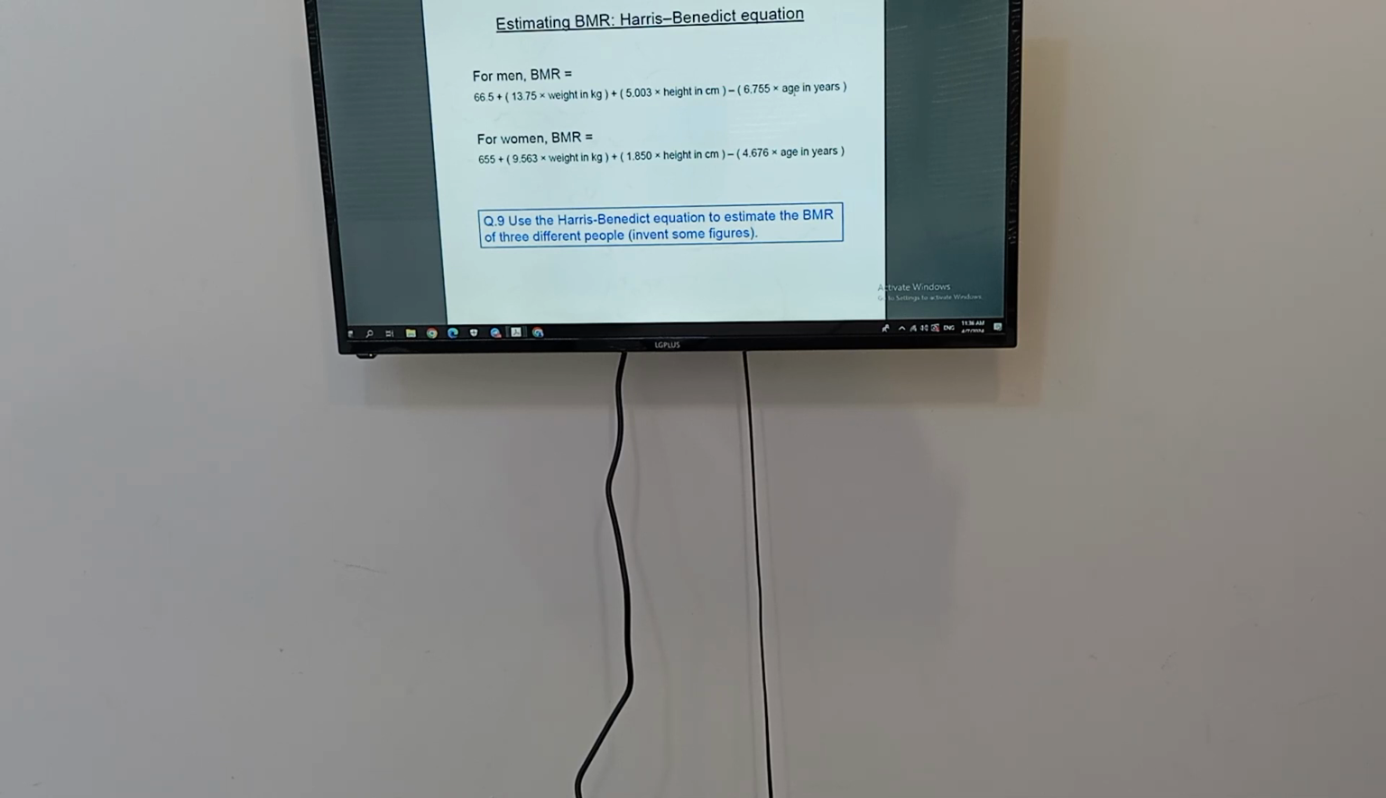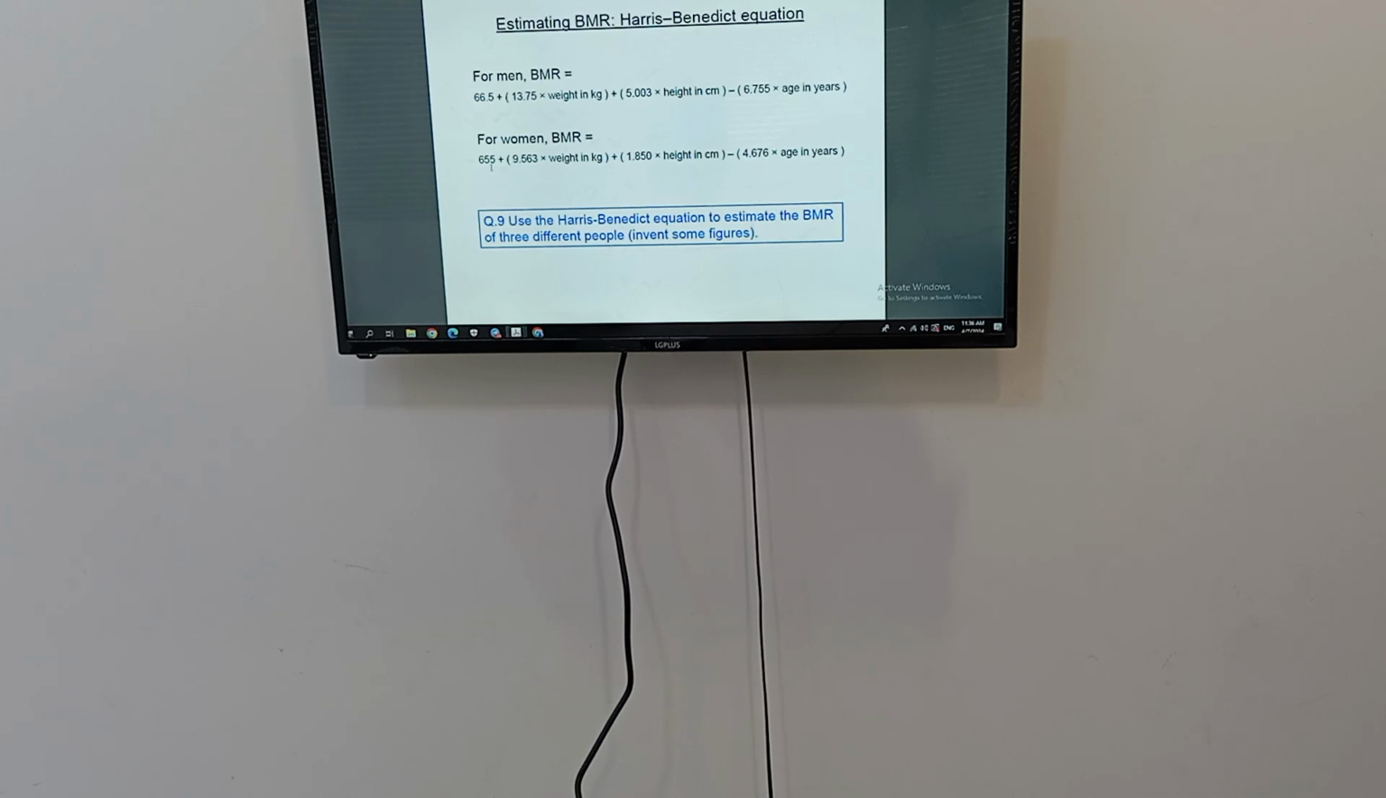This is for men. For women, 655 plus 9.563 times weight in kilograms plus 1.518 times height in centimeters, minus 4.67 times the age in years.